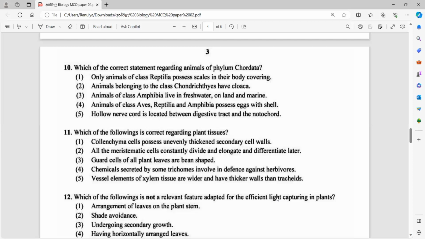Guard cells of all plant leaves are bean-shaped. No, bean-shaped guard cells are present in dicots. In monocots, they are dumbbell-shaped. Chemicals secreted by some trichomes are involved in defense against herbivores. That is correct. Vessel elements of xylem tissue are wider and have thicker walls than tracheids. Incorrect. So the answer should be the fourth answer.